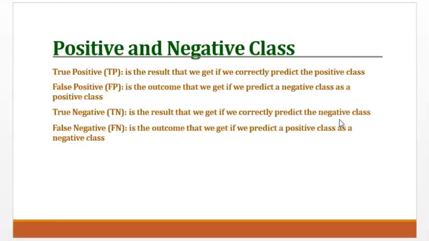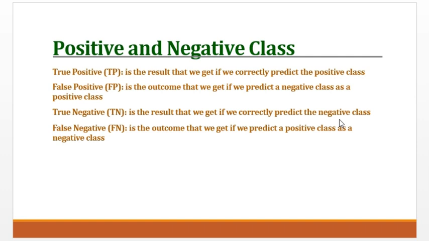Results are divided into 4 types. One is true positive. In this, it correctly identifies a positive class. For example, a model correctly predicts a tumor is malignant. Then we have false positive, which is incorrectly identifying a negative class as positive. For example, predicting a benign tumor as malignant.